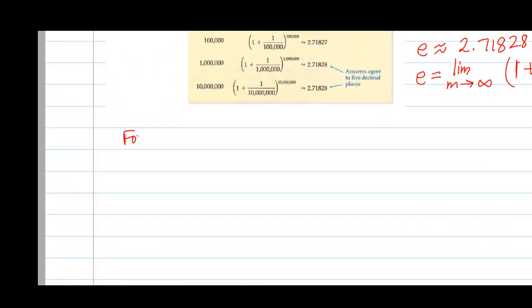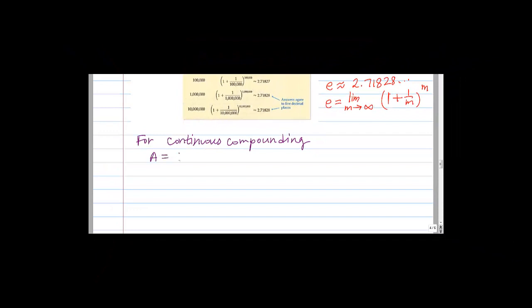What you need to remember is the formula for continuous compounding. For continuous compounding, the formula for the amount or the future value is going to be P e to the RT, or PERT. That's how some people remember it, PERT. So we're no longer using P times 1 plus R over M to the MT, we're using P e to the RT.